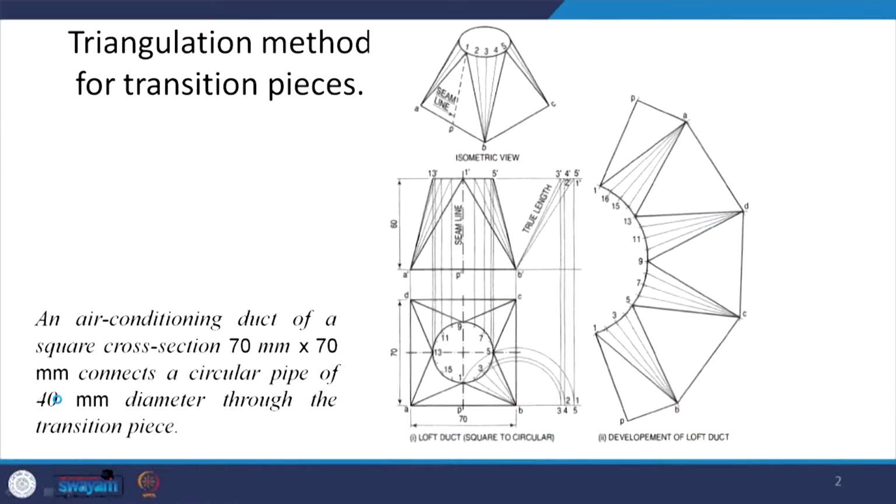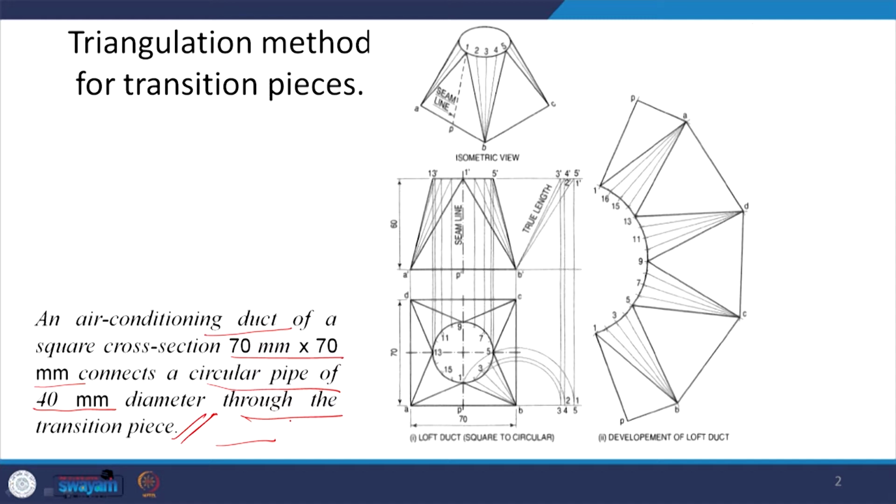Now, what these transition pieces are, we will just look at with an example here. Just imagine that there is an air conditioning duct of a square cross section 70 mm by 70 mm, and it connects to a circular pipe of 40 mm diameter through a transition piece. Before we start to draw, if you have seen those air conditioning ducts, what are they made of? They are made of thin metallic sheet. So, this sheet is folded.